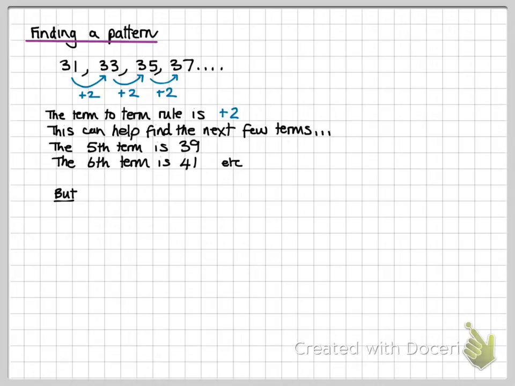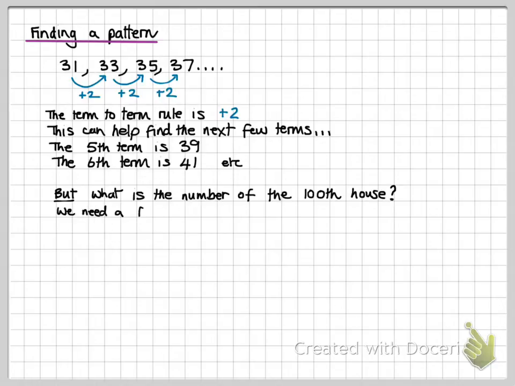But what if I asked you to find the number on the 100th house in the street? It would take us a very long time to do this by adding on 2. We need a better way. We need a formula or a general rule to work out any term in the sequence. Sometimes in maths we call this a formula for the nth term, where n just stands for any place in the sequence. Let's see how we would do this with our example of house numbers.